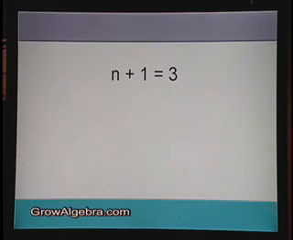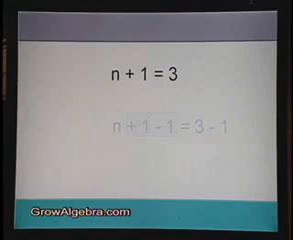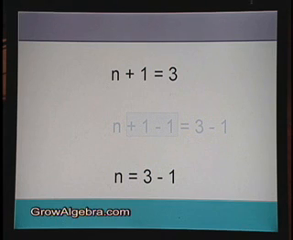Alright, now it's time to solve this equation in our algebraic world. We had n plus 1 equals 3. And in order to solve for n, we had to subtract 1 from n plus 1. So n plus 1 minus 1, and we had to do the same operation on the right hand side also, equals 3 minus 1. Alright, means n equals 3 minus 1 equals 2.